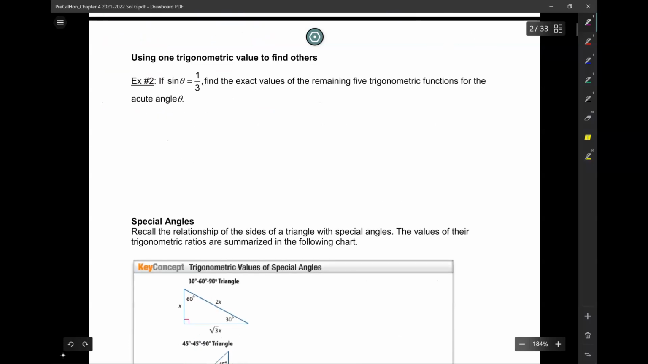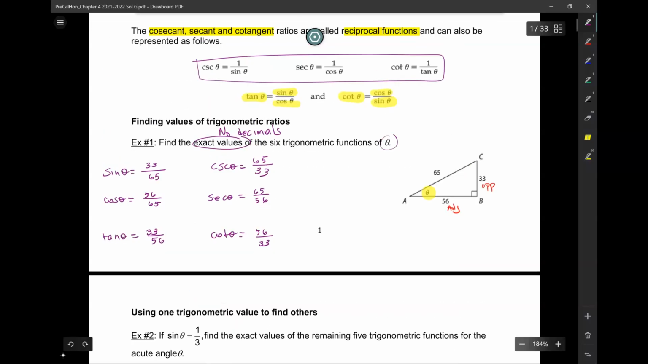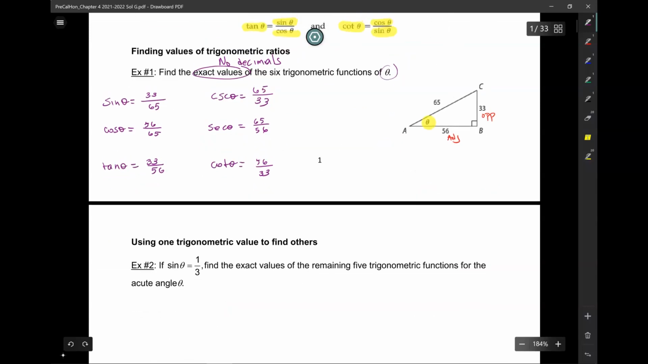Okay. Now, let's get to some interesting problems. If the sine of theta is 1/3, find the exact values of the remaining 5 trig functions of the acute angle theta. Okay, take a look at these two problems. Let's compare. In the first one, we had a triangle given to us and we had the sides laid out. Okay? In the second one, all I have is one of these ratios. In order to do the rest, I essentially have to create a triangle of my own.